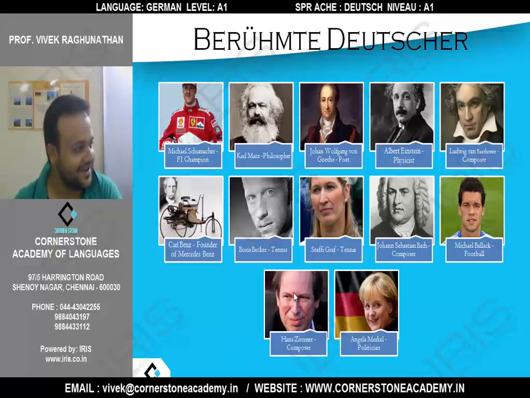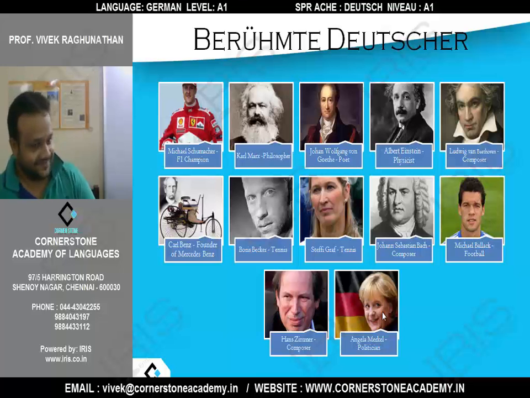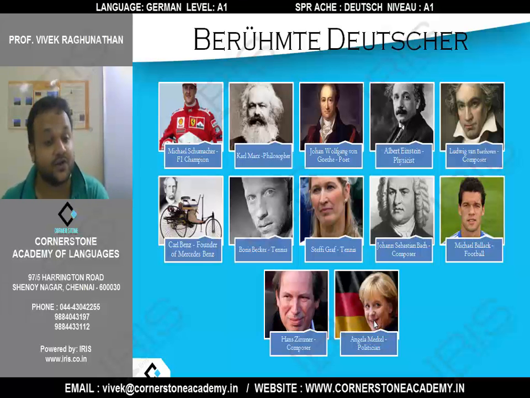Hans Zimmer. Inception, Dark Knight. All movies of Christopher Nolan. Inception, the Dark Knight trilogy, everything. Hans Zimmer, again German. Angela Merkel. Like we saw in the previous slide, she is the Bundeskanzlerin, the Chancellor of Germany. She's the head of the government since the year 2005. She's won 2 elections. Some of the famous ones; we'll see more and more famous people in due course of time.